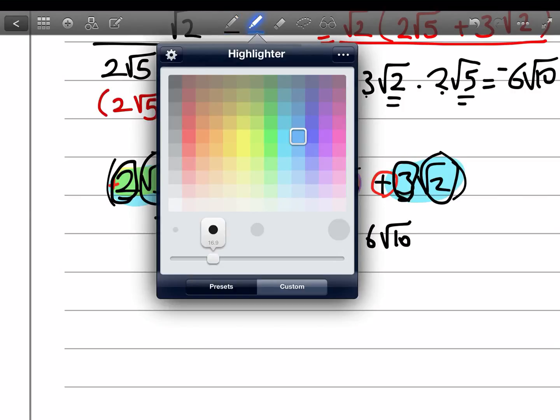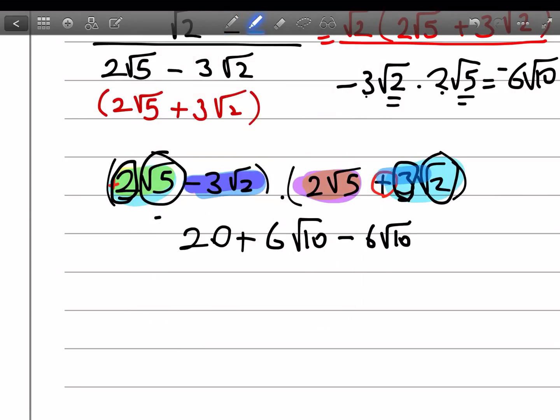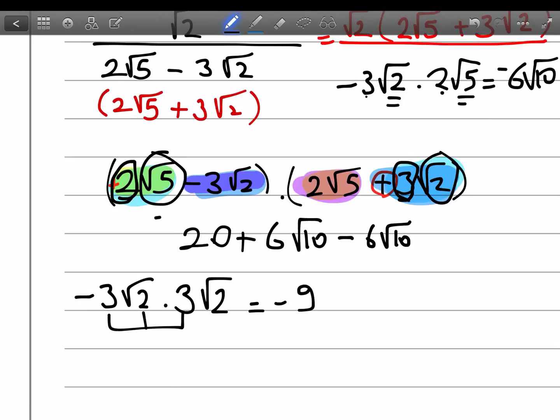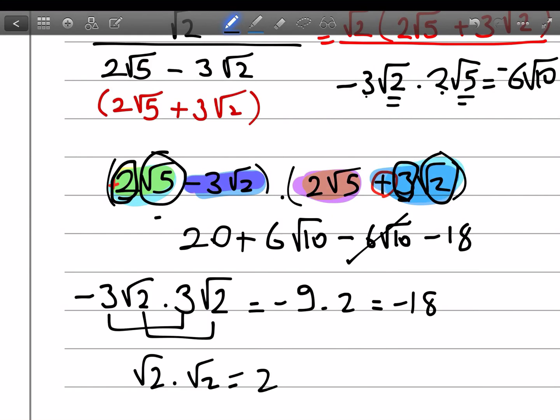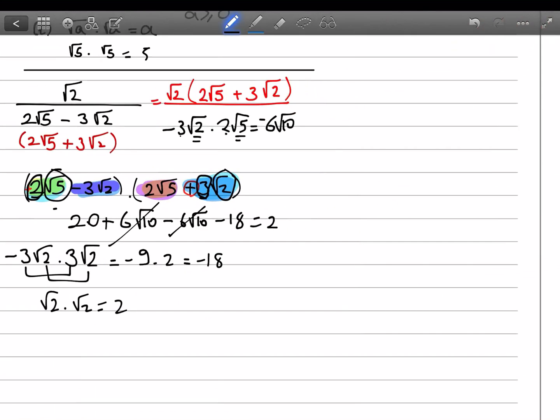And the last part, second term times second term. It means minus 3 times root 2 multiplied by 3 times root 2. We get a negative sign again. Minus 9 times 2. Why? Because root 2 times root 2 is 2. Then we will get minus 18. After simplification, we will get 2 as the denominator. Let's check what we did.